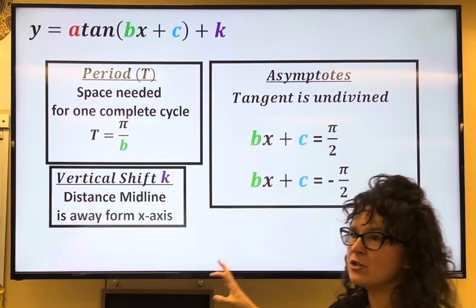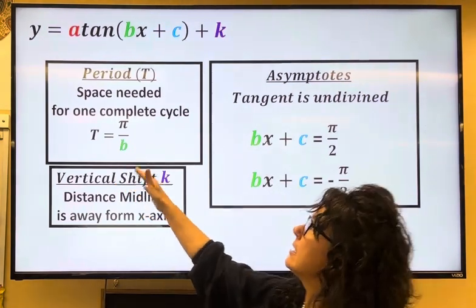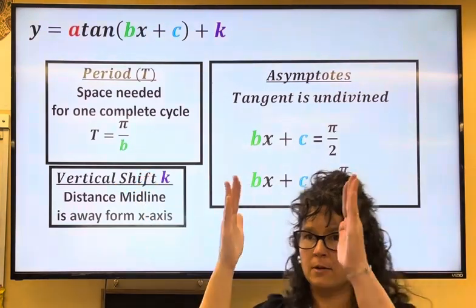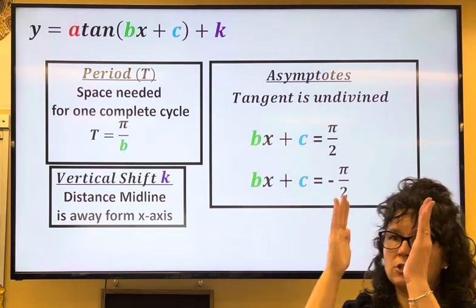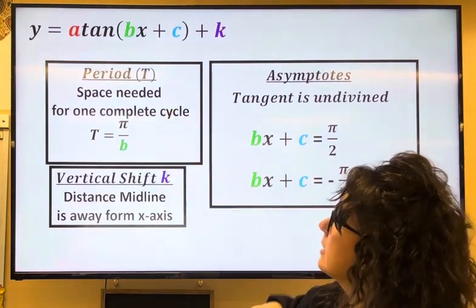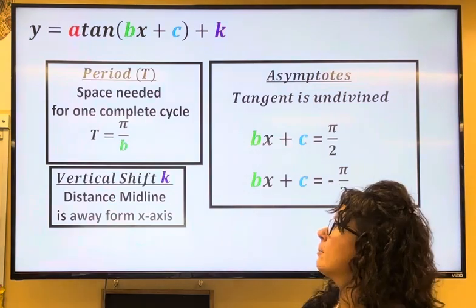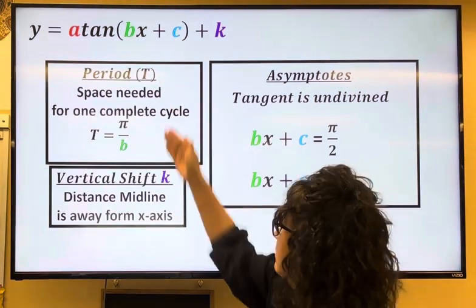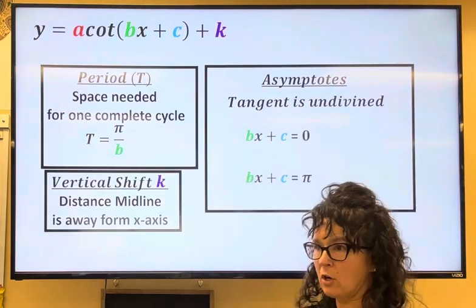So here are the equations you need. This equation is going to tell you how much space a single tangent curve takes up, and this is going to give you a way to find two asymptotes. If the number in front of A is positive, then the curve goes up, and if the number in front of it is negative, then the curve goes down. Okay, so then here are the same equations for cotangent.